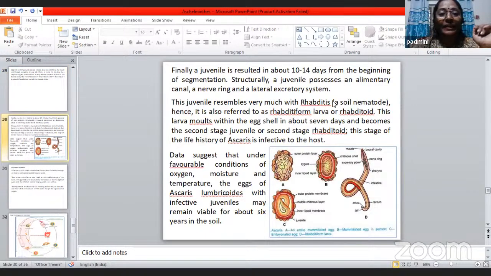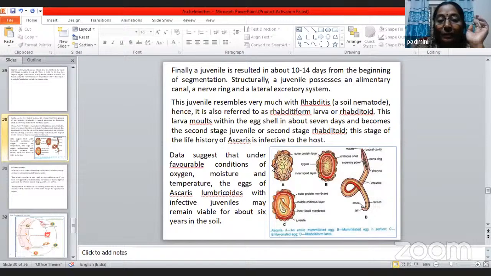So what happens? Finally, a juvenile results in about 10 to 14 days from the beginning of segmentation, that is from the beginning of the cleavage. From the day the cleavage occurs till 14 days, a small juvenile is going to appear. Structurally, a juvenile possesses an alimentary canal. This is a juvenile over here. As I told you, they have those rippling, wave-like structures.